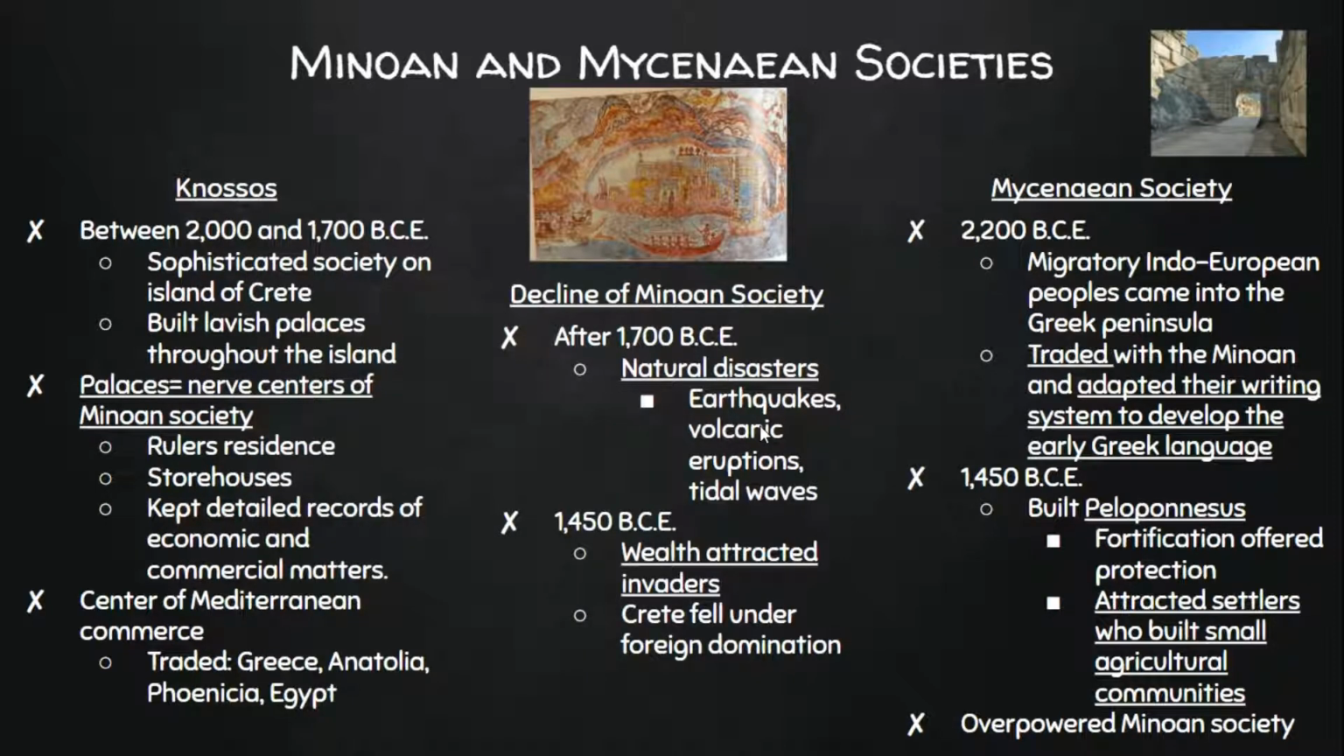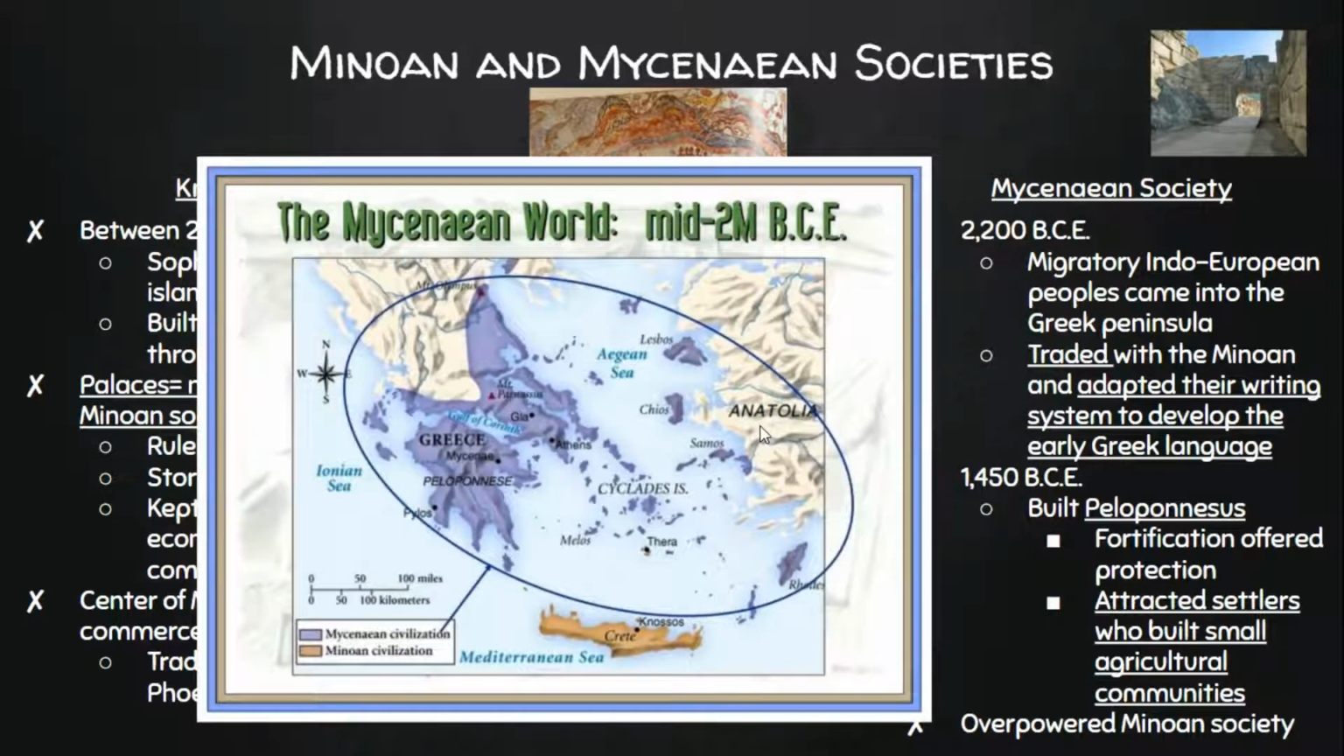But obviously they declined. After about 1700 BCE, there were a lot of various natural disasters that happened in the area, whether it was earthquakes, volcanic eruptions, or tidal waves. And after that ginormous blow, about 300 years later, there were very wealthy individuals on this island, and they started to attract invaders. And so thus, Crete fell underneath foreign domination.